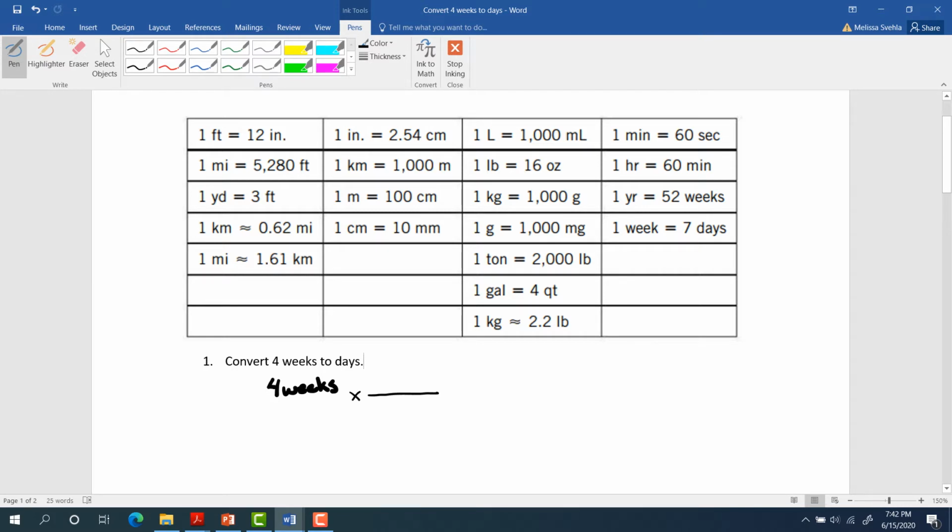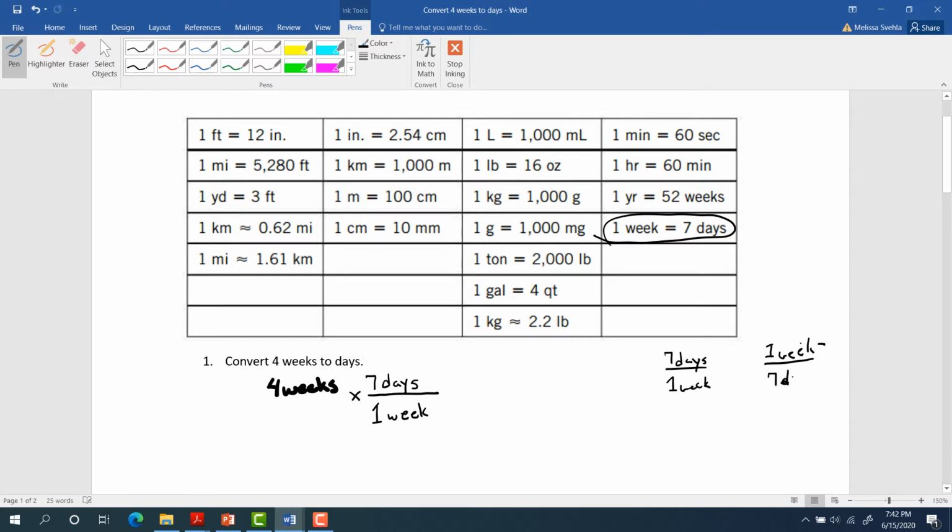And I'm going to write this as a fraction. So this right here becomes a ratio or fraction, okay? I'm going to put 7 days over 1 week because we know that 7 days equal 1 week. And so they're essentially the same thing. Now I can write it 2 ways. I can put 7 days over 1 week, or I can flip it and say 1 week over 7 days.